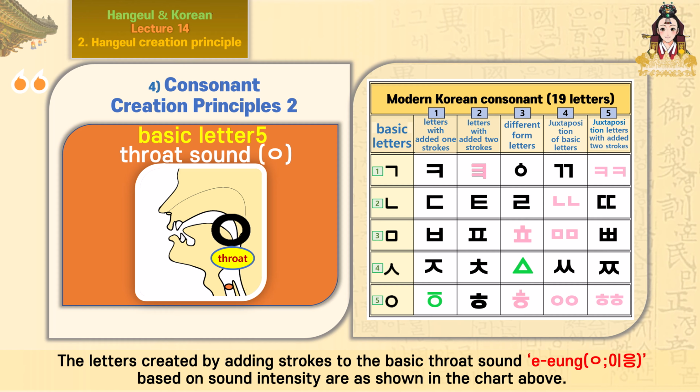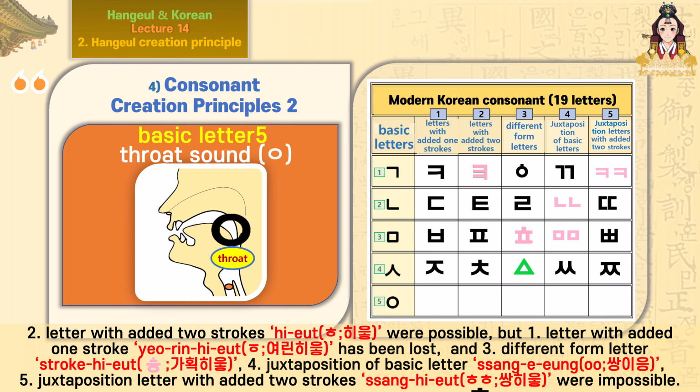The letters created by adding strokes to the basic throat sound, iong, based on sound intensity, are as shown in the chart above. 2. Letter with added 2 strokes, hyut, were possible. But 1. Letter with added 1 stroke, urinhyut, has been lost. And 3. Different form letter, gahwekyut. 4. Juxtaposition of basic letter, saryung. 5. Juxtaposition letter with added 2 strokes, sanghyut, were impossible.